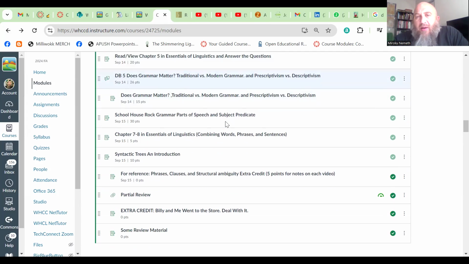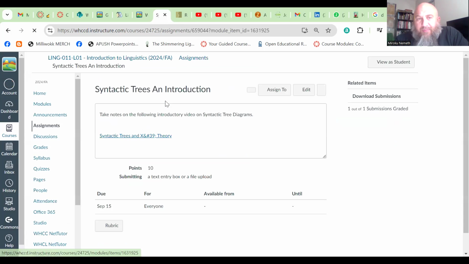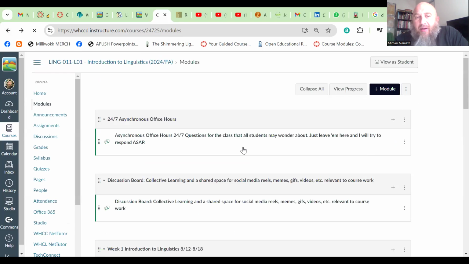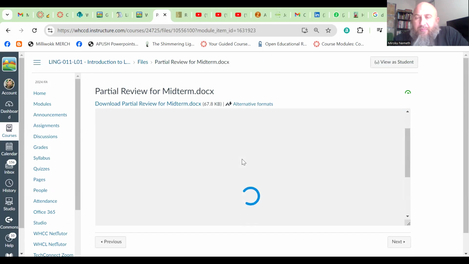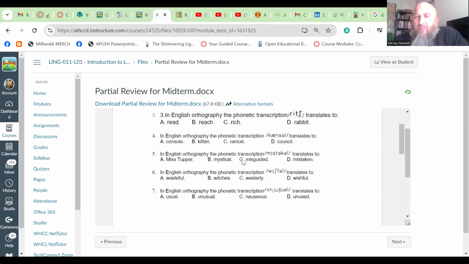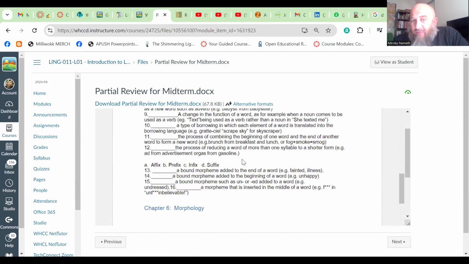A giant thing: traditional versus modern grammar, prescriptivism versus descriptivism, syntactic trees. This is the overview of how to make these syntactic tree diagrams. There are some questions where I asked you to have a go at it. You might have to write it out, but okay, this is just reference, this extra credit. Partial review. There's a couple of syntax questions. There's your phonology, IPA questions. You haven't got to the morphology part yet.